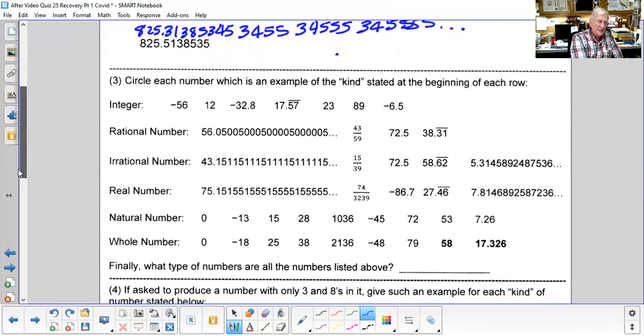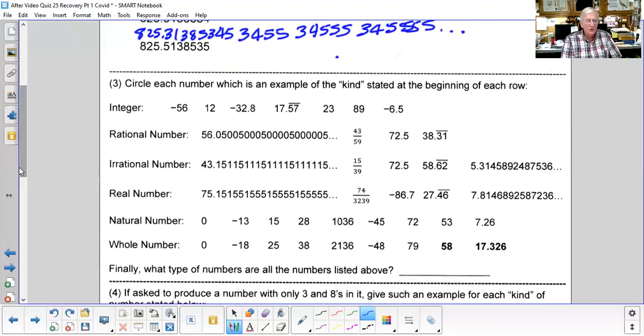Okay, this next group of questions, you are to circle each number which is an example of the kind stated at the beginning of each row. All right, I want you to circle every number up here that's an integer. You go ahead and do that right now.